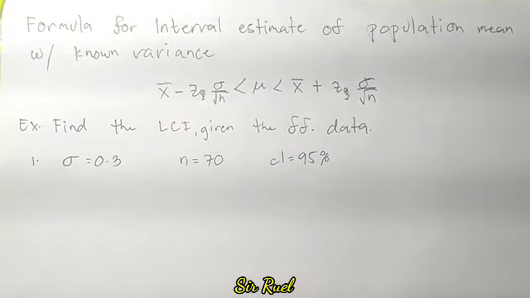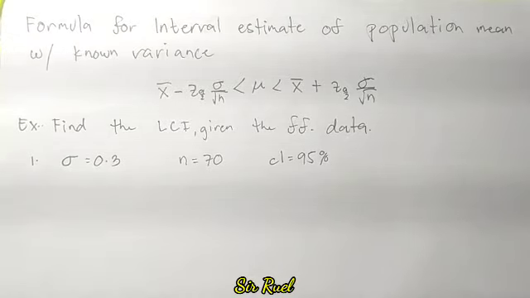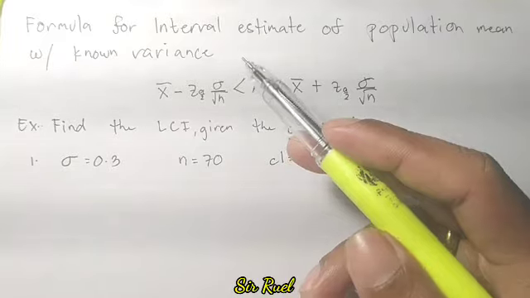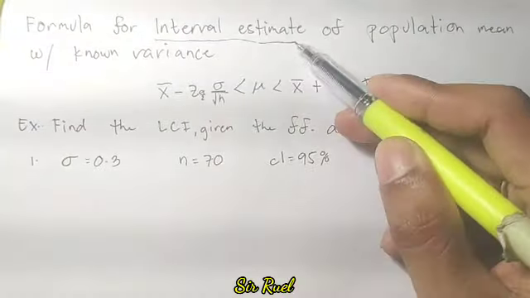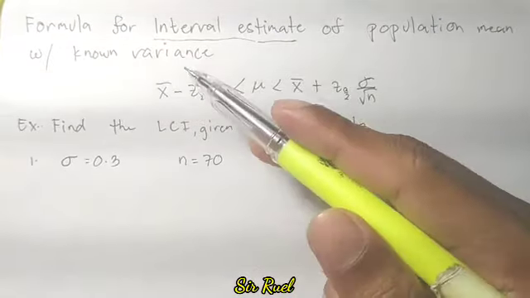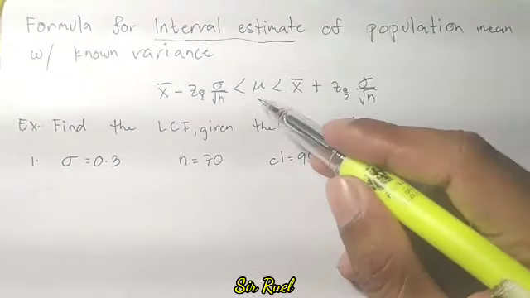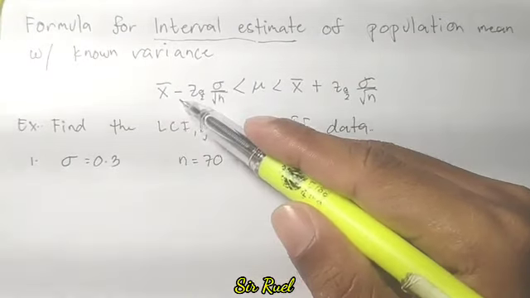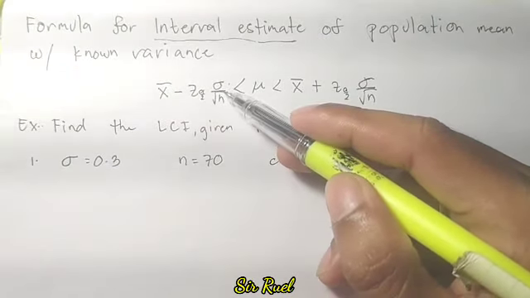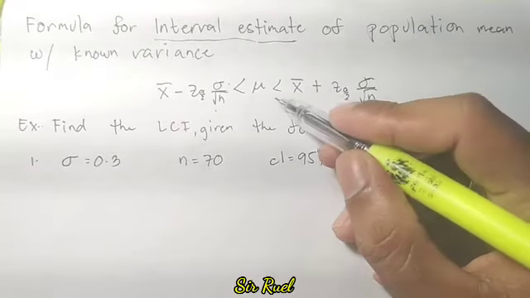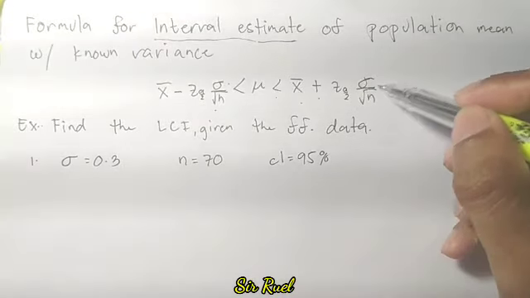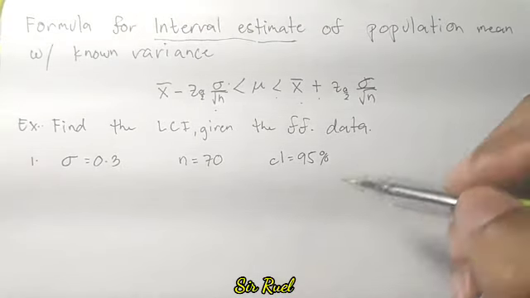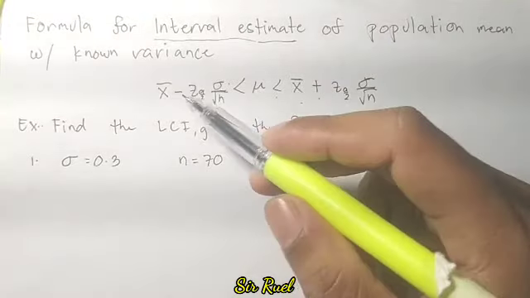Okay, so suppose na hindi binigay yung upper limit at saka lower limit, you need to find. So this is the formula for interval estimate of population mean with known variance. By the way, yung interval estimate is also called the confidence interval. So dito given yung variance, so ito yung magiging formula niya. The population mean is less than sample mean minus z times standard deviation over the square root of n, and less than sample mean plus z sub alpha over 2 times standard deviation divided by square root of n. So ito yung formula for interval estimate.